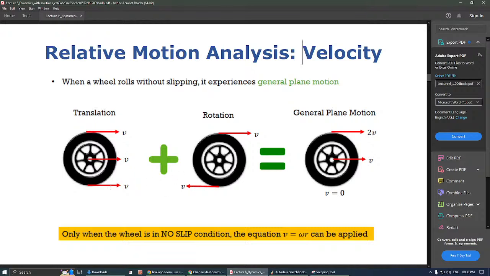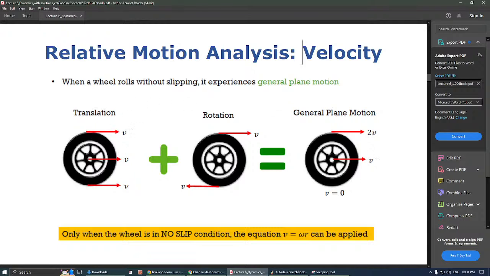So how does it happen? You can see this velocity is forward, and here the velocity is backwards. When we add these two velocities, the positive and negative will cancel, leaving us with 0. Whereas at the center, translation is having some velocity, and rotation at the center is fixed, the center is not moving. So some velocity plus 0, we get the same velocity.